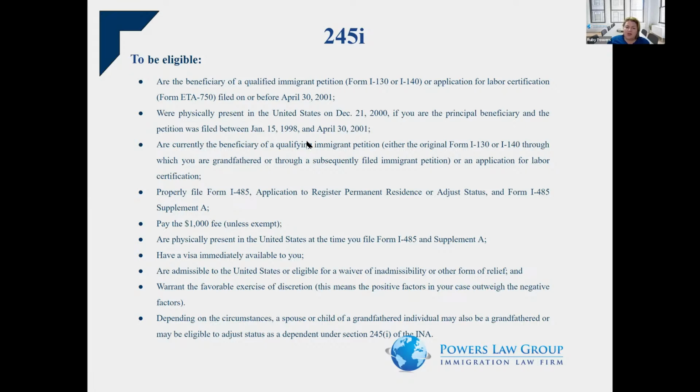So that's why these can be very hard, because maybe you have to wait a long time for the visa to become current or to be eligible under another visa, but then you've got to go back a long time ago and show this proof.